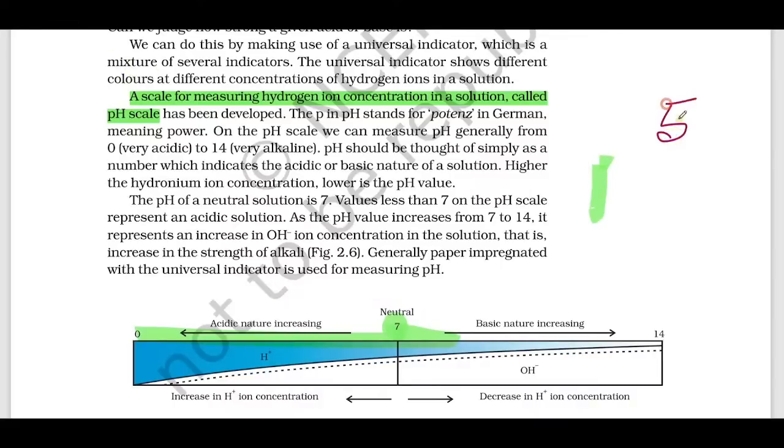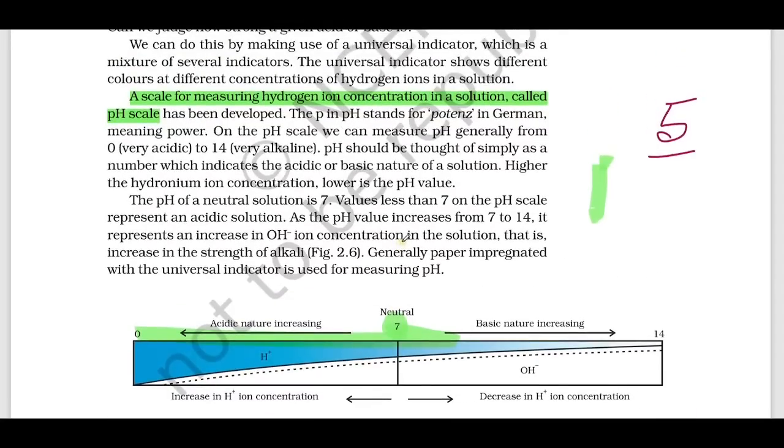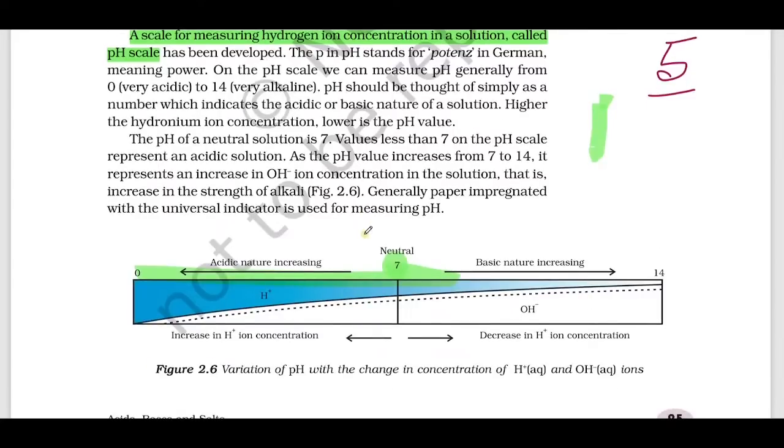A solution has a pH of 5. That means the solution is acidic or basic in nature? Acidic in nature. A solution has a pH of 14. What is the nature of the solution? Basic. A solution has pH of 7. What is the nature of the solution? Neutral solution, right? So with the increase in value of pH, the basic property increases. With decrease in the pH value, the acidic property increases. Exactly 7 gives the neutral solution.